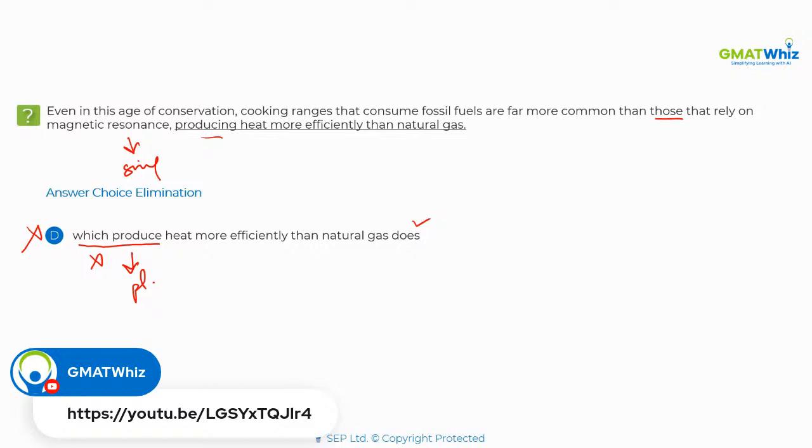The comparison is between magnetic resonance cooking ranges and natural gas cooking range. All right, so here it goes. However, D is not all that bad, Sudeep, if that answers your question. But if both are there, then B would definitely be the correct answer. So I hope that clears your query.